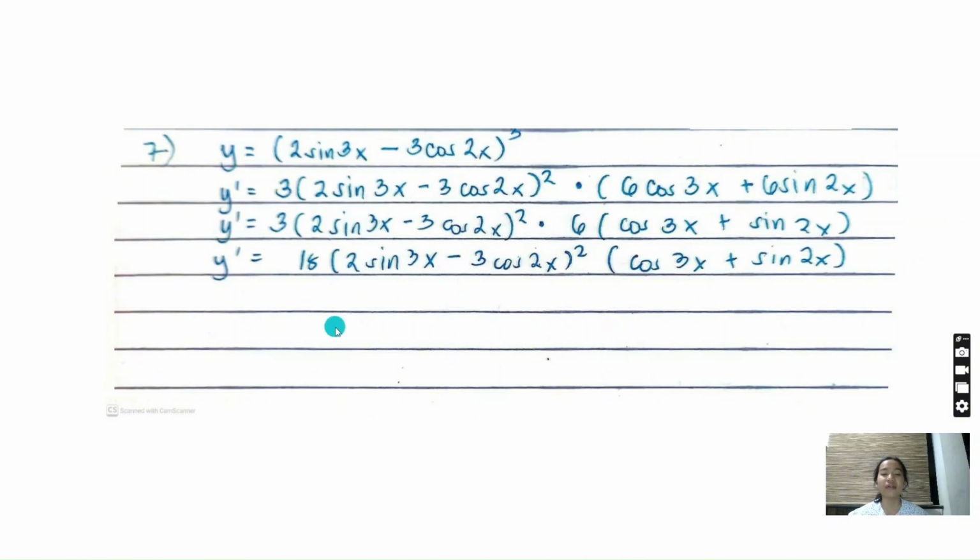So our answer for the derivative of this given function, which is 2 sine 3x minus 3 cos 2x to the third, is 18 times the quantity of 2 sine 3x minus 3 cos 2x to the second times cos 3x plus sine 2x. So that would be all. Thank you.